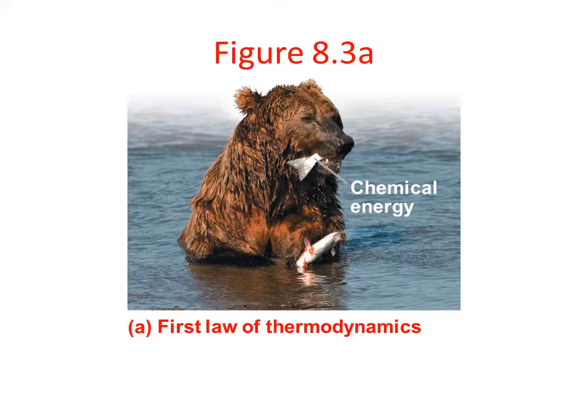This bear is showing you the first law of thermodynamics. The energy that is stored in the meat of the fish is chemical energy. It is going to be converted into heat energy and kinetic energy when the bear uses that stored energy to move. Again, this is an example of the first law of thermodynamics.